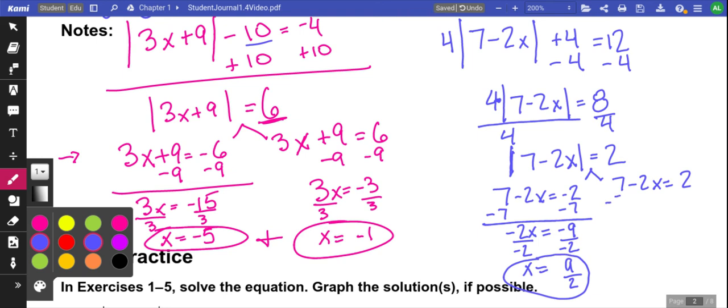And then over here, same thing, subtract 7 and subtract 7. I've got -2x is equal to -5. You're going to divide both sides here by -2. And over here, your final answer is going to be 5/2. Okay? So you could have that as a decimal if you want, but again, let's try and get used to fractions when we can.